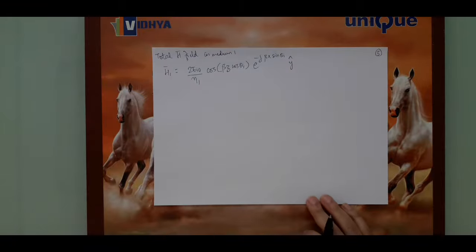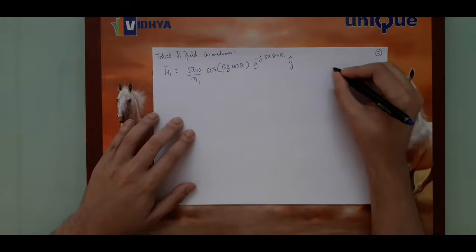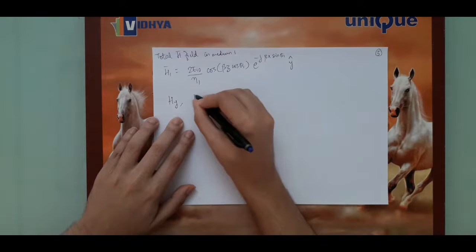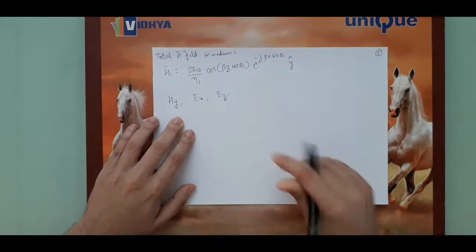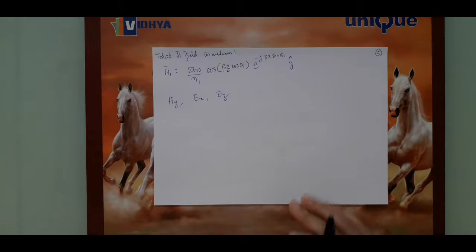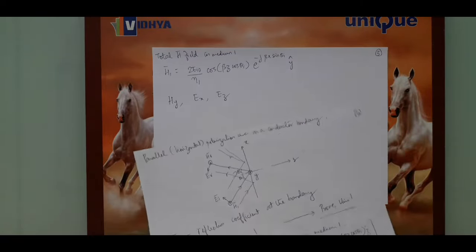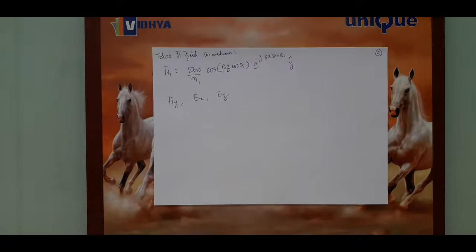So in this case, we have three components of the total field. We have Hy, Ex and Ez. Again, you can do a similar analysis to what we did for the perpendicular polarization case. You can examine each of these components and you can prove something here also.